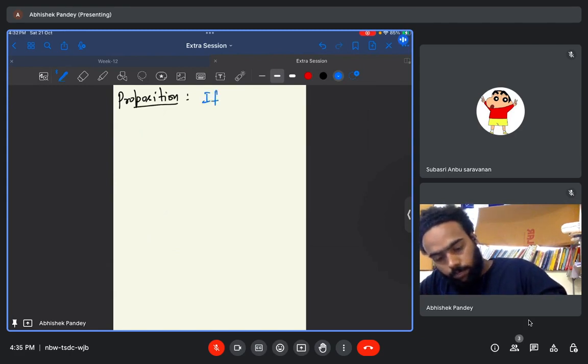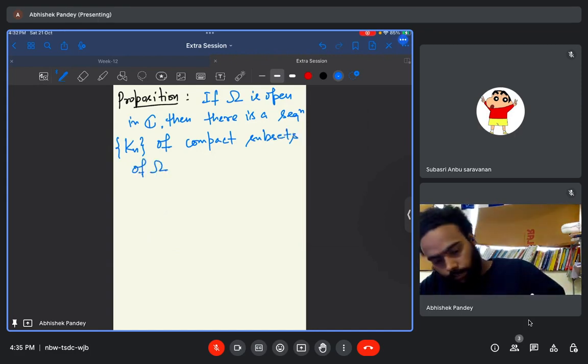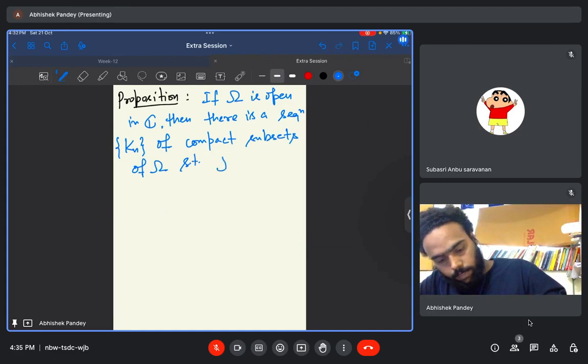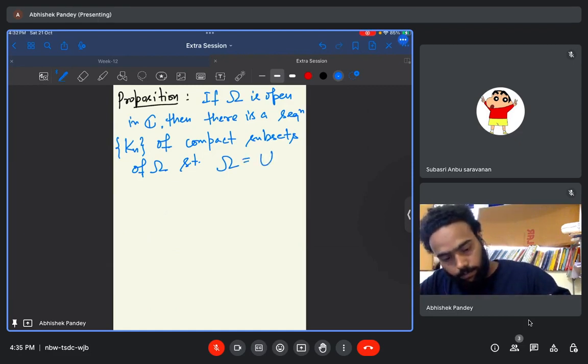From this proposition, for any open set omega in C, there is a sequence Kn of compact subsets of omega such that omega can be written as the union over n equals 1 to infinity of Kn. Okay.